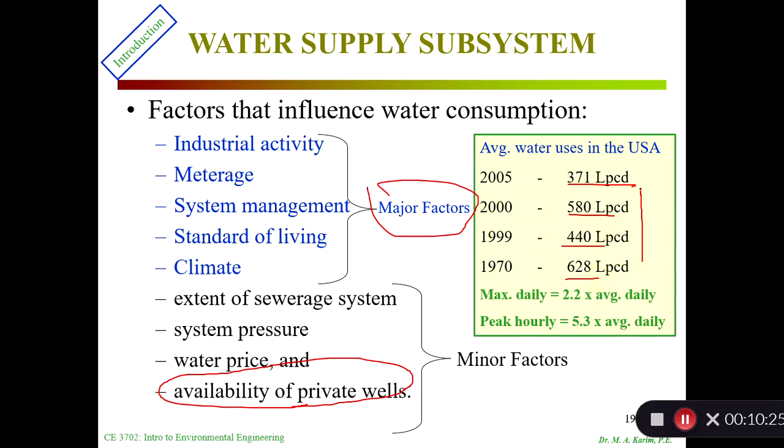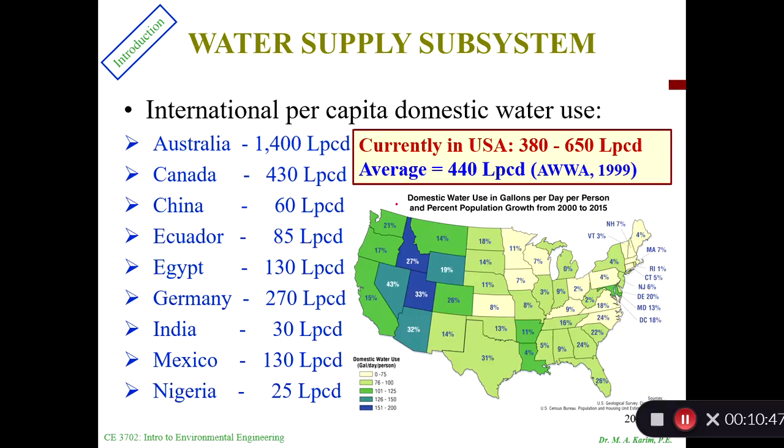Why is it going down? It is going down over time because of the losses. We are reducing the losses and increasing the efficiency and other things. So maximum daily can be calculated using 2.2 times the daily average, and peak hourly 5.3 times the daily average. That's how we calculate it, as you can see in the picture, right?